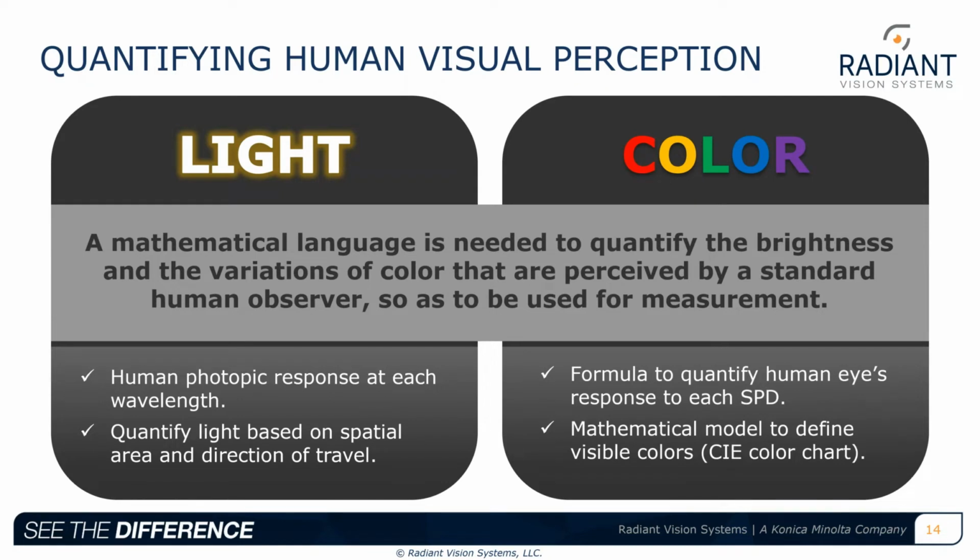Additionally is color. We need to have a way to scientifically describe the human eye's response to each spectral power distribution that will give us the resulting color. And then we need a mathematical model to define those visible colors. And this is the CIE color chart. So we'll be working towards that in the next few slides.